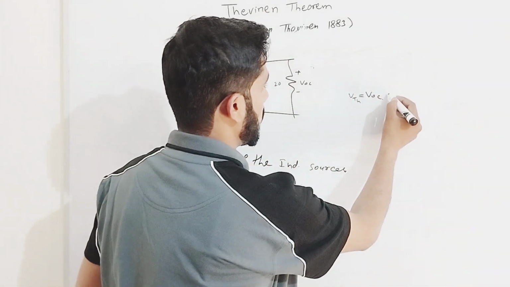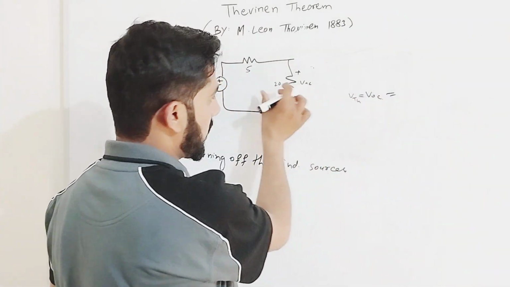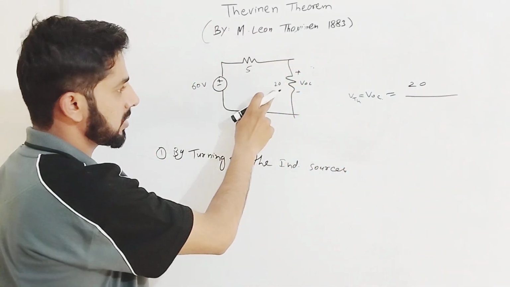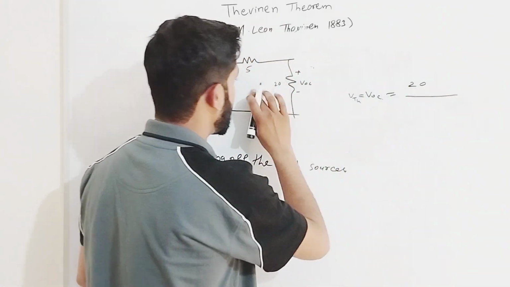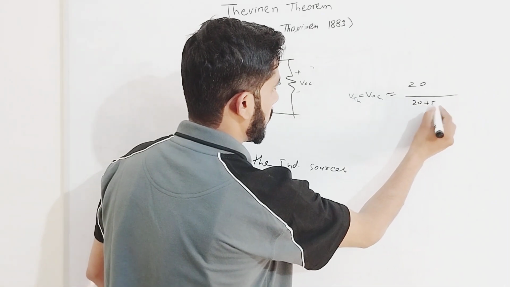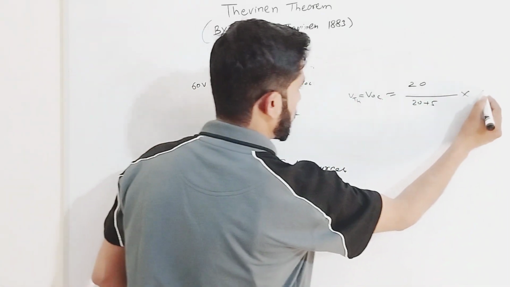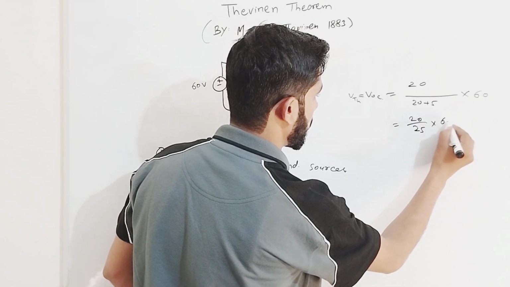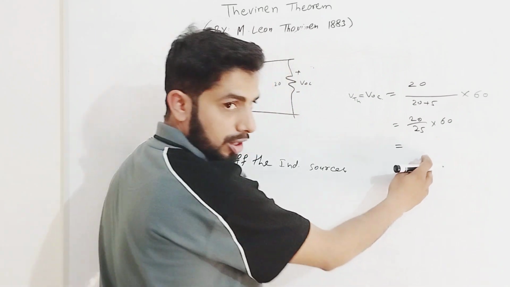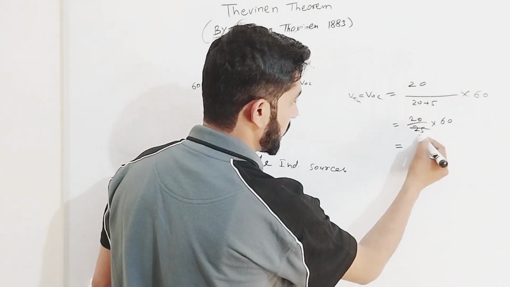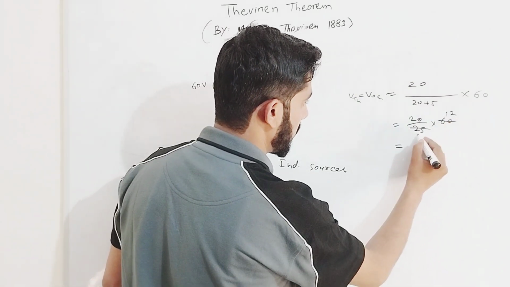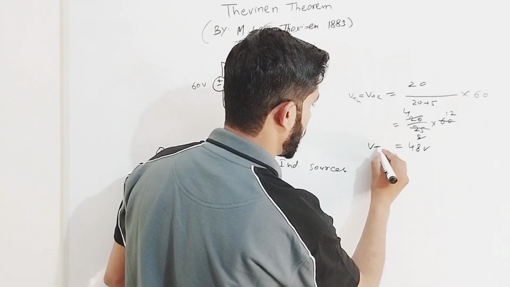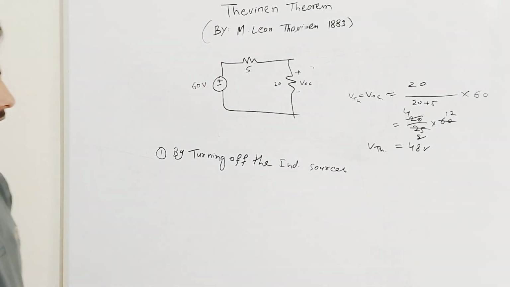The voltage division rule says that the voltage across any resistor is that resistor divided by the equivalent resistance, which is the sum of these two resistors, 20 plus 5, multiplied by the source voltage, that is 60 volts. So 20 by 25 multiplied by 60. Solving this, 60 divided by 5 is 12, and 12 times 4 is 48 volts. V Thevenin is equal to 48 volts.